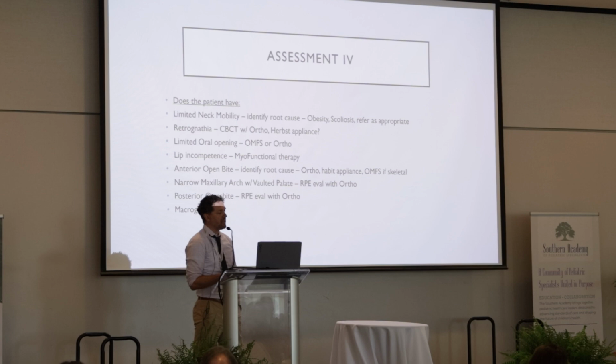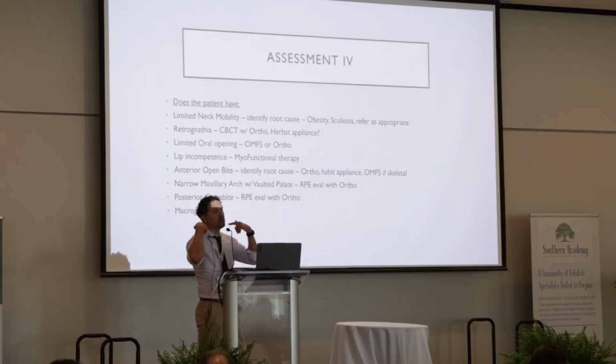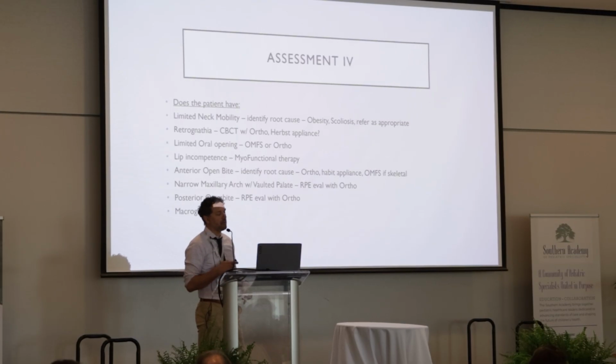Then the 4th part of the assessment, as I said, was more about clinical evaluation. So this is when you get into your limited neck mobility, your retrognathia, things of this nature. I try to just list up here where my brain goes with these things. If I see limited neck mobility, I want to figure out what's going on. Is this a really obese child? Do they have those typical fat rolls in the back where they can't get their chin hyper elevated?